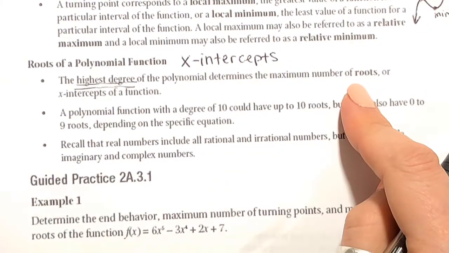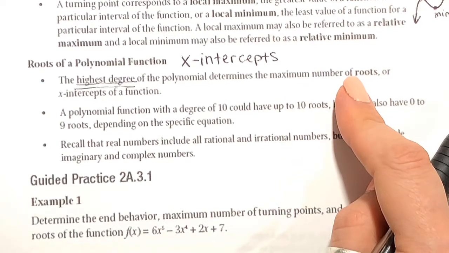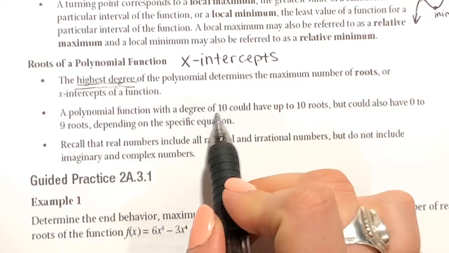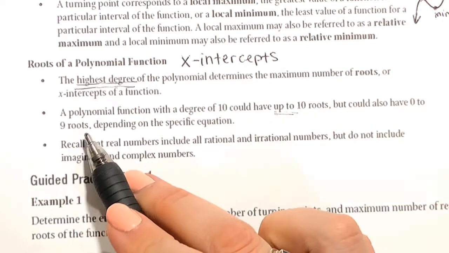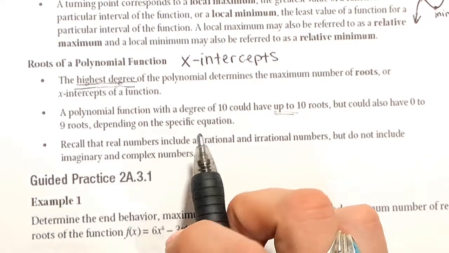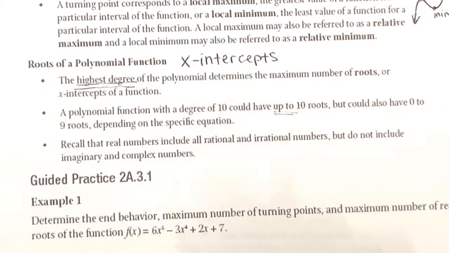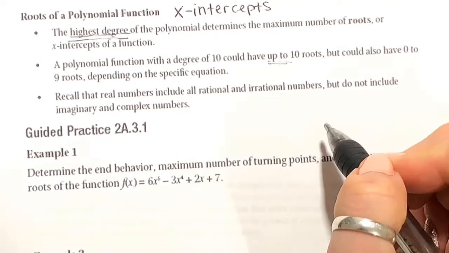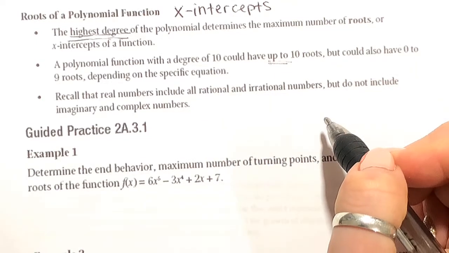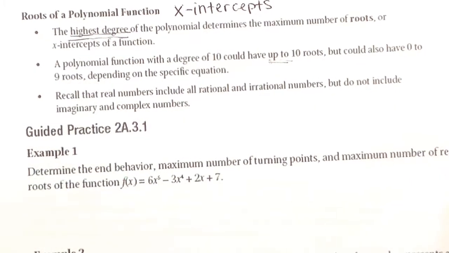Again, when it says the maximum number, that doesn't mean it will be exactly that number. Say you have a max number of 5 roots, that means you could have 5 or fewer roots. So a polynomial function with a degree of 10 could have up to 10 roots, but it could also have 0 to 9 roots depending on the specific equation. Again, that's just a max number. You can't go over 10, but it could be anything less than 10. Recall that real numbers include all rational and irrational numbers, but they do not include imaginary and complex numbers. So we're not going to be dealing with imaginary or complex roots right now, just real ones.